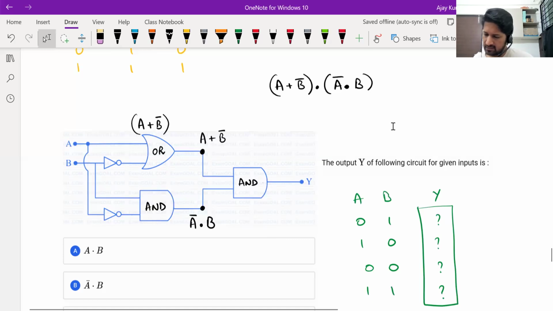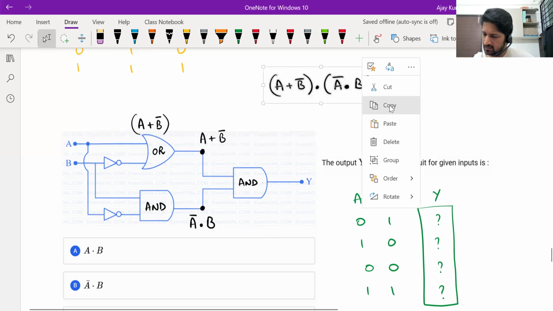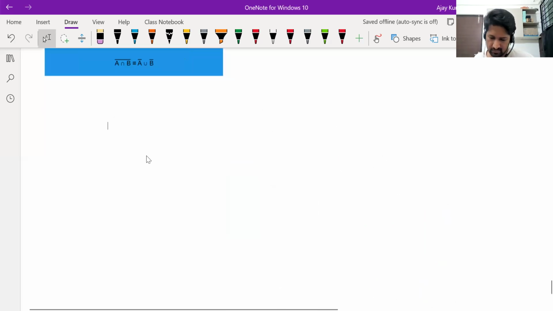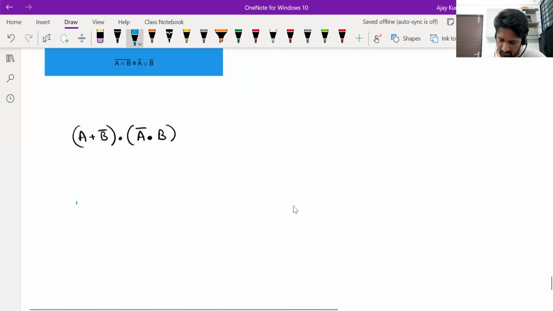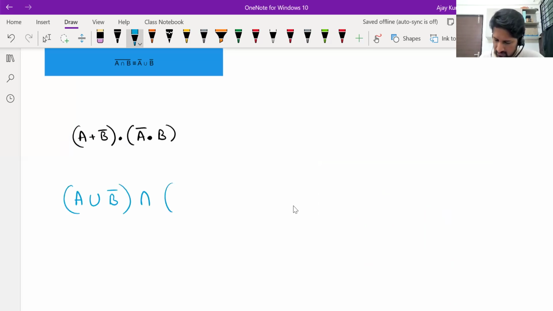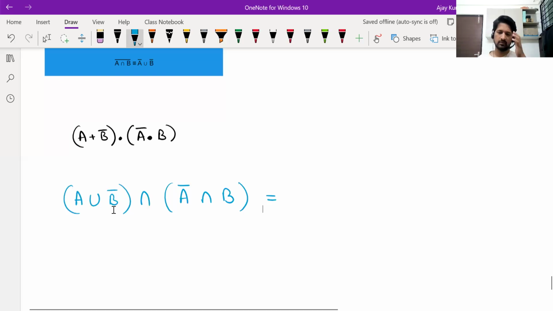So how do you write this in terms of sets? Plus indicates union, dot indicates intersection. So I want you to write the output of this. You think of it this way. A union B complement intersection A complement intersection B. What is the output? Okay. I'll give you all 2 minutes. Think about it.